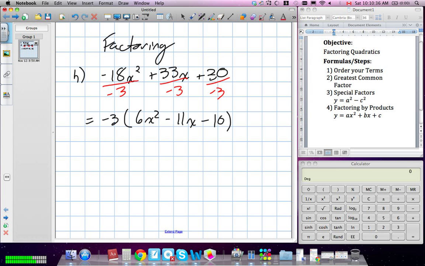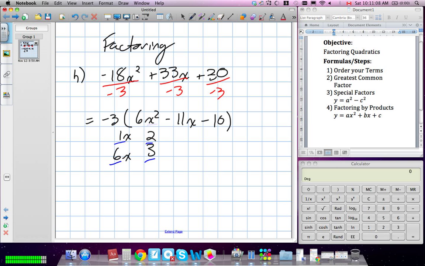And finally, factoring by products. Okay? So what we'll do is we're going to find the factors of our first term, a, which we have there. Now, factors of 6 are 1 and 6 and 2 and 3. Now, technically, because it's x squared, let's put an x involved with that. So we have 1x times 6x and 2x times 3x.